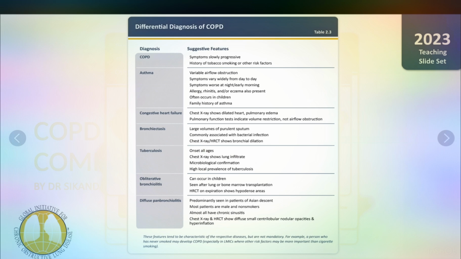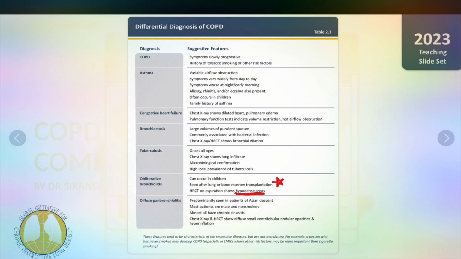And they are telling, what about the obliterative bronchiolitis? It can occur in children, seen after lung or bone marrow transplantation. Very, very important. It used to occur after lung and bone marrow transplantation. HRCT on expiration shows hypodense areas.